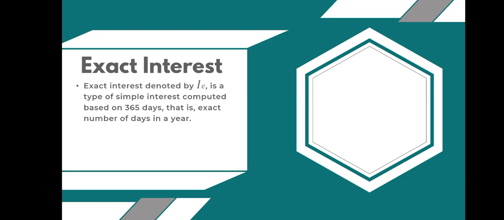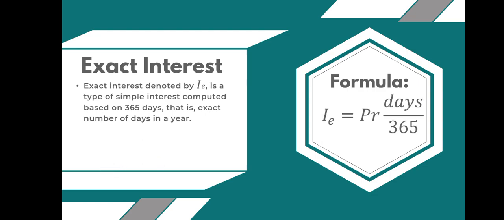Laban lang. So, exact interest, it is denoted by I sub E, is a type of simple interest computed based on 365 days. That is the exact number of days in a year. So, meron siyang formula. So, how can we solve for the exact interest? So, take note ha, exact interest, it is computed based on 365 days, which is the exact number of days in a year. So, yung formula para sa exact interest is ito.